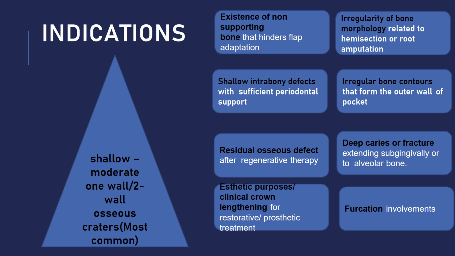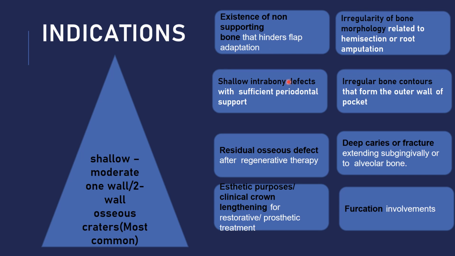Then coming to the indications, that is shallow to moderate one-wall or two-wall osseous craters. That is the most common osseous crater and the main indication for it. It will not be used for advanced bony defects. Other than that, it can be used for existence of non-supporting bone that is hindering flap adaptation. Then irregularity of bony morphology, in case of hemisection or root amputation, you can remove bone. Any irregularity of bone morphology occurring after that, you can remove it.